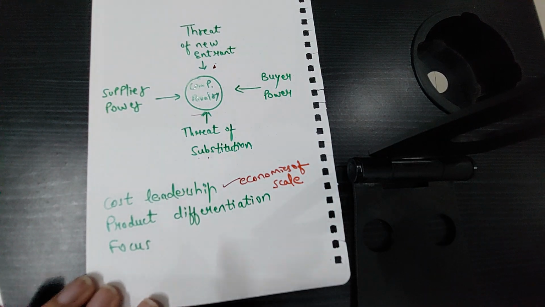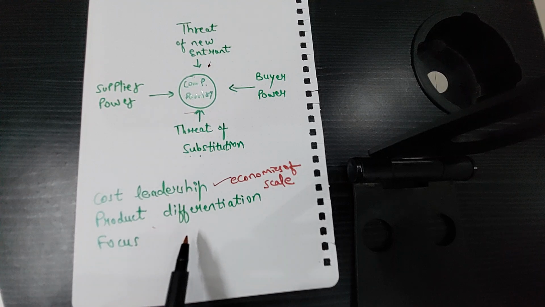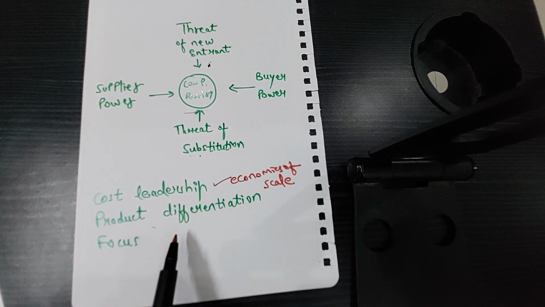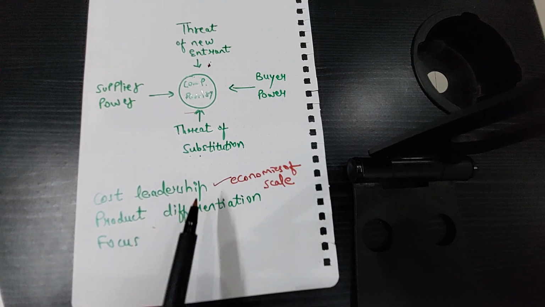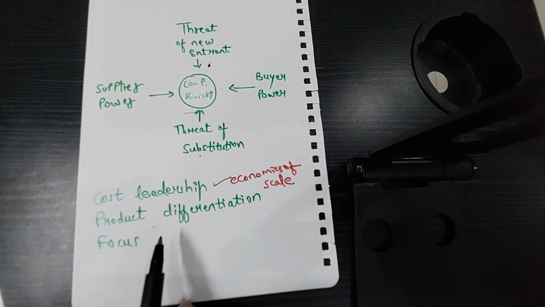Pardon my writing. Then there is product differentiation. One way you can stand out amongst your competitors is you bring new features to your product, you differentiate your product, especially when you are in a market where there are many substitutes, many competitors with similar kinds of products. Then you need to bring some product differentiation.